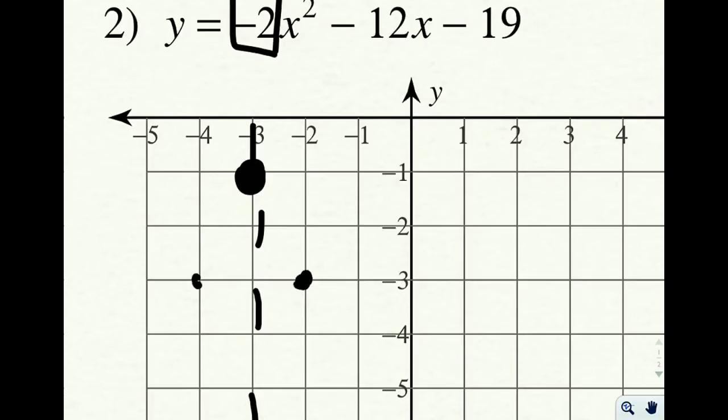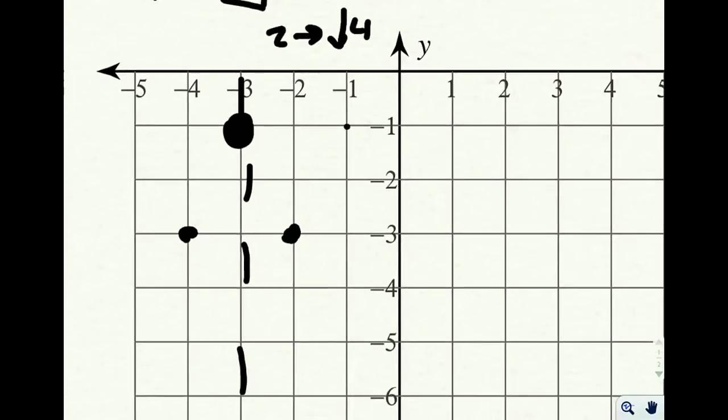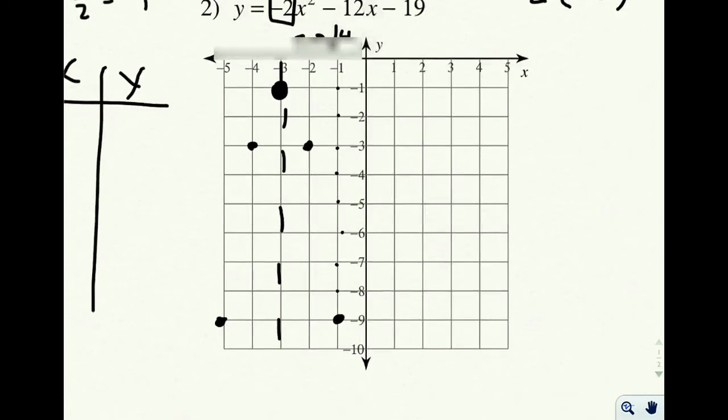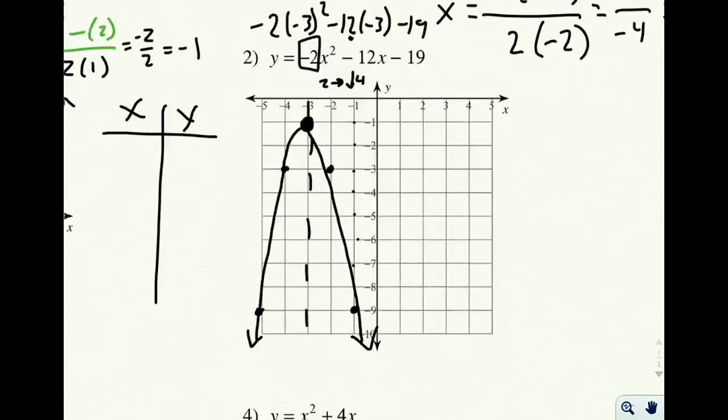Over 1, down 2. And then we're going to do that again. So normally we go over 2 and then down 4, but we're going to multiply that 4 by -2. So we're going to go over 2, down 8. Over 2, down 8. And you can see that our graph is going to be not only downward facing, but also much narrower. That -2 out front, the negative makes it go down, the 2 makes it a narrower graph.